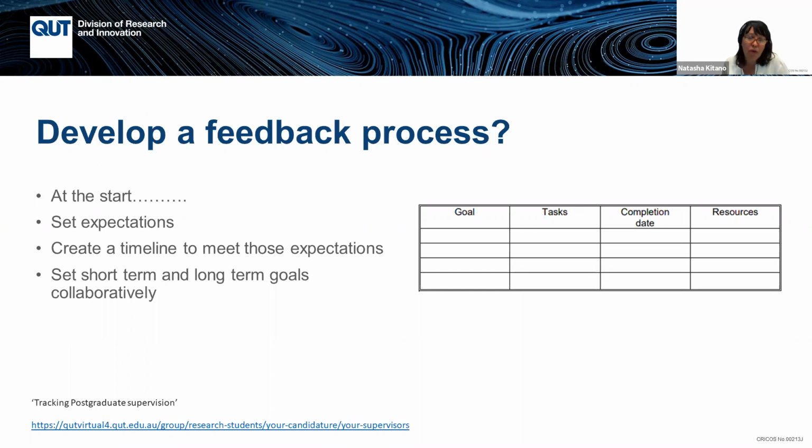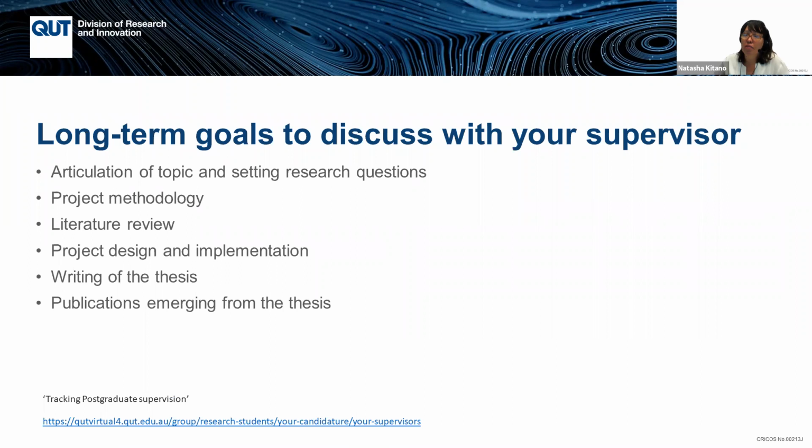Even if you're in the middle or towards the end, it's not too late to have an open conversation about processes that you want to create with your supervisors. I've got some long-term examples. Some long-term goals that you could discuss with your supervisor are, for example, articulation of your topic and the setting of research questions. Obviously, your project methodology, your lit review, your project design and implementation, the actual writing of the thesis, and possible publications emerging from the thesis. So make sure you have these conversations with your supervisor.